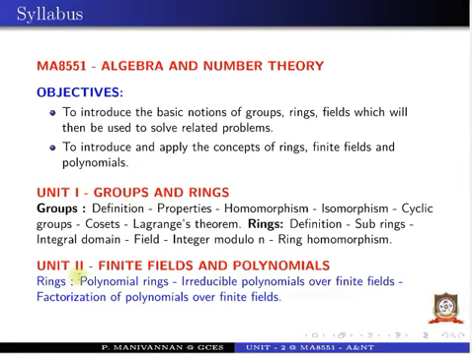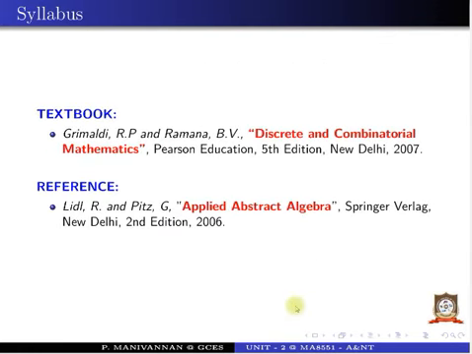I will discuss the unit number 2, finite field and polynomials. In the ring part, here we will discuss polynomial ring, irreducible polynomial over finite field, and factorization of polynomial over finite field. This is my topic. The textbook is Grimaldi R.P. and Ramana B.V., Discrete and Combinatorial Mathematics. The reference book is Lidl and Pilz, Applied Abstract Algebra.